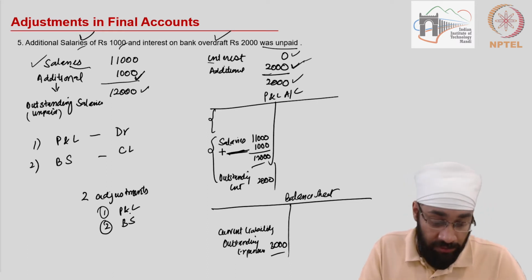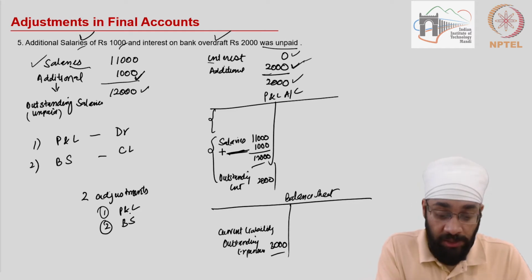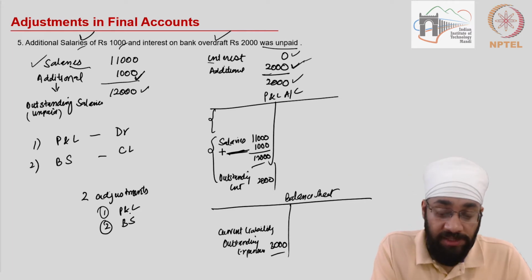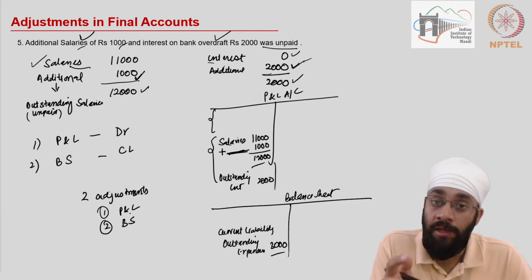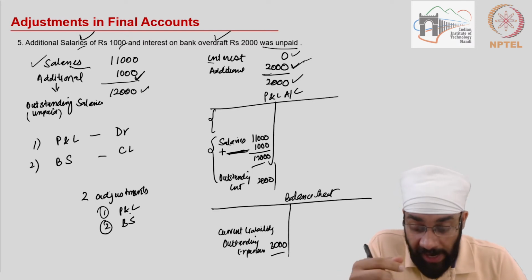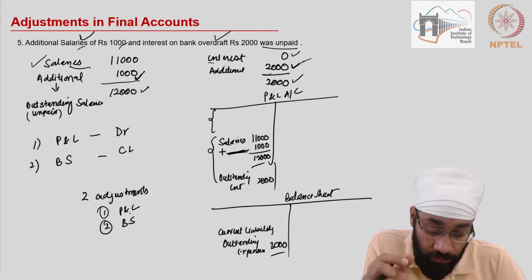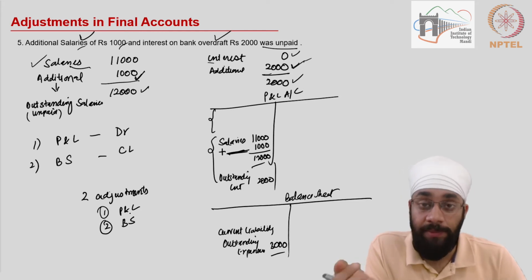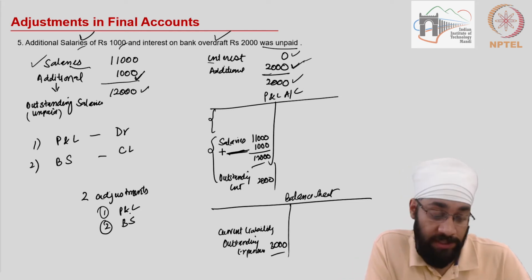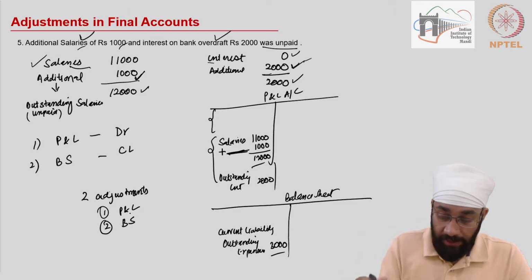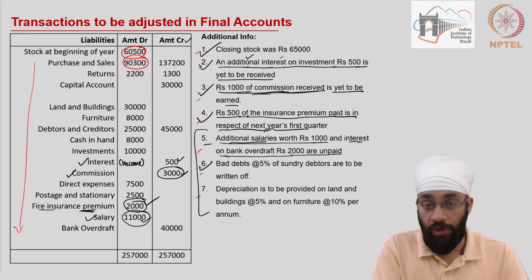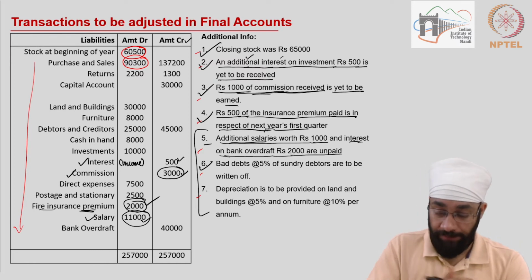So we can now agree that any additional information which has not been adjusted in the trial balance before, any such adjustment is going to affect both the profit and loss account and the balance sheet. So it is going to go to one of the sides in the profit and loss account, either debit side or credit side, and one of the places in the balance sheet, either asset side or the liability side.